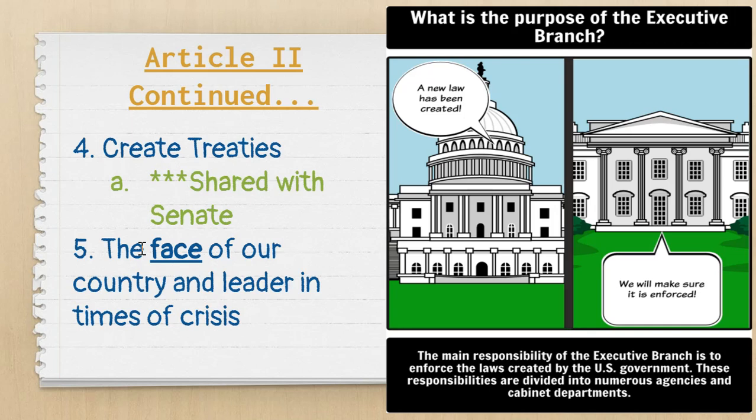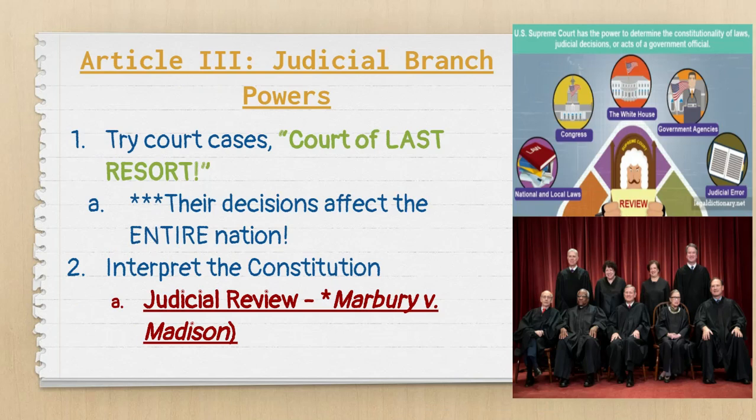And then lastly, this is the obvious one. They are the face of our country. They are the leader in times of crisis. So if there is a situation where we need a leader to take charge, they are the face of our country. When we need somebody to represent us in, let's say, the United Nations, or those peace talks, whatever it is, they are the ones who should be representing us. They are the face of our country. And then lastly, we have the judicial branch.